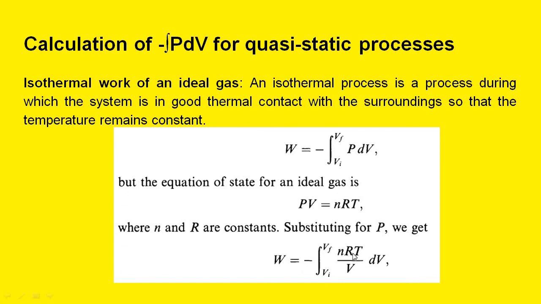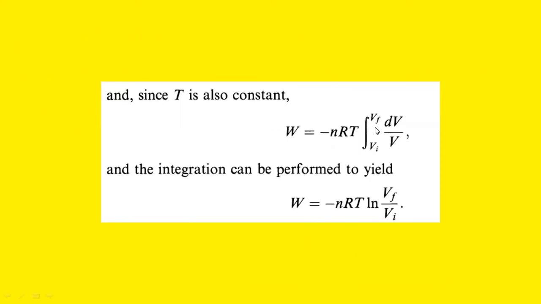This R and n are constants, normally. And for an isothermal process, this T is also constant. So nRT can be considered constant and taken outside the integral. So W equals minus nRT integral Vi to Vf dV by V.